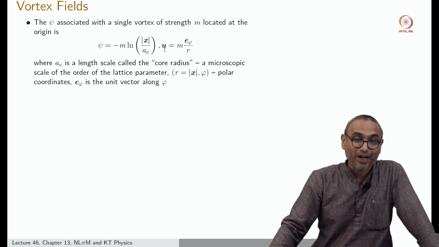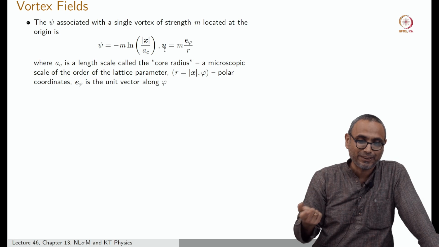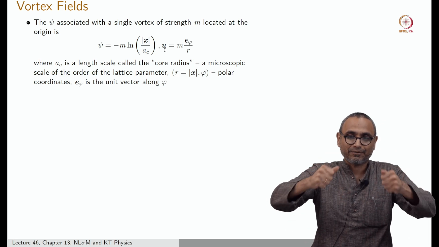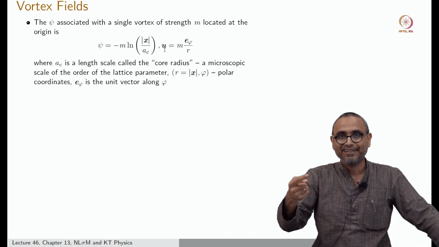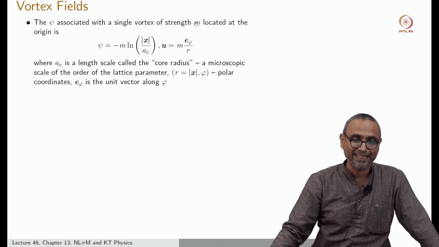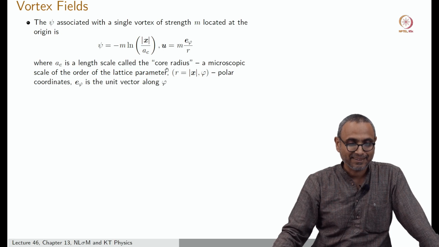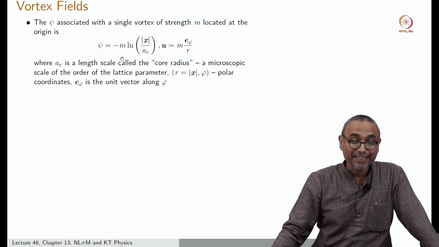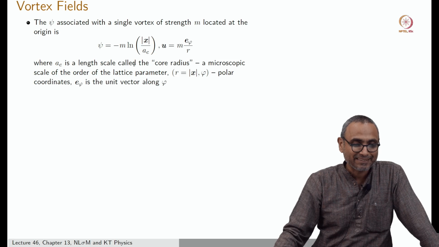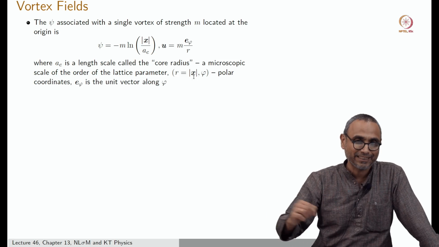And if you ask what is the velocity field associated with that, you can see that the magnitude of the velocity field will die as 1 over r, and it will be along the e phi direction if I go to polar coordinates in x and y, right? Now I snuck in something called the core radius here. You will see what that is.